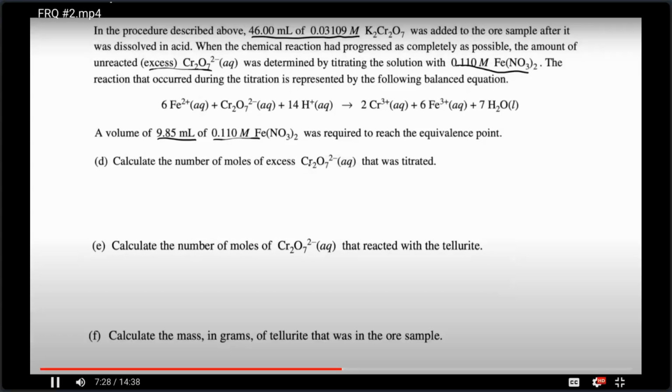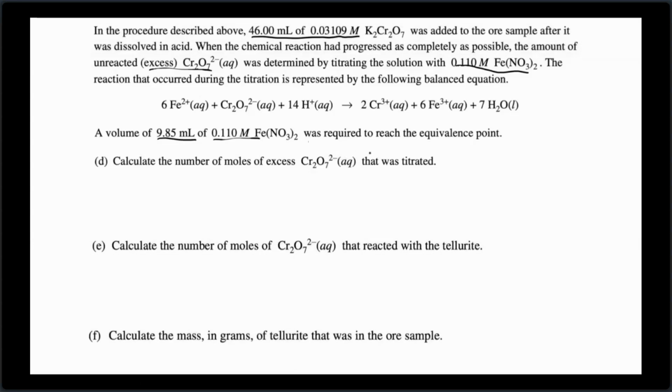Titrate, and we're calculating the number of moles of excess of the Cr2O7 that was titrated. So all we have to do is go from the iron all the way to the Cr2O7. And the way we do that is through basic stoichiometry. Since we have six irons equals 1 mole of Cr2O7, the number of moles of excess Cr2O7 2- would be equal to 1/6 of the iron.